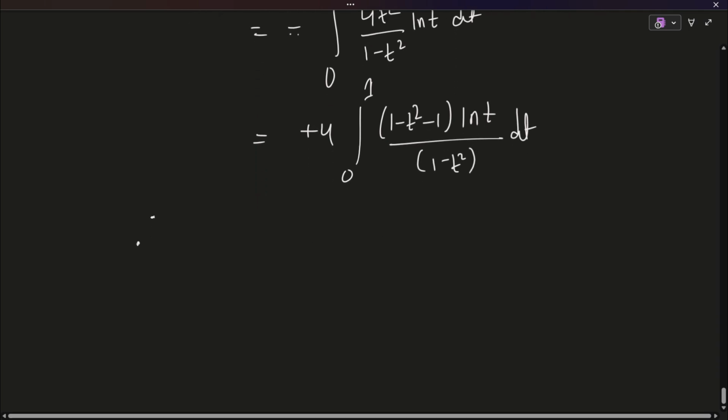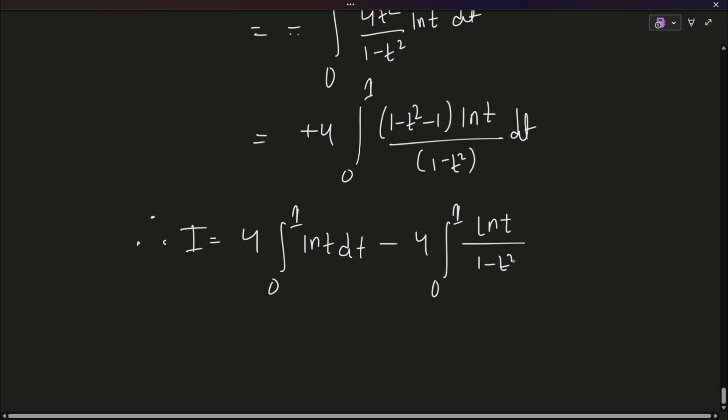And therefore, I should be equal to 4 times integral from 0 to 1. Do the distributive law. (1 minus t square) into ln t by (1 minus t square) is basically ln t dt, minus 4 times integral from 0 to 1 of ln t by (1 minus t square) dt.